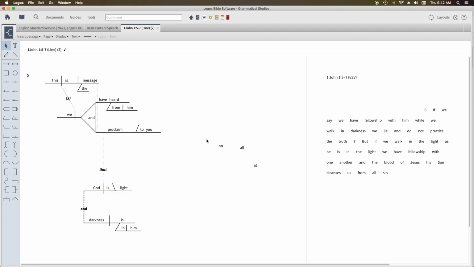And then we got at all. Now at all is really one word, and so we're gonna treat that as one word. And so what I'm gonna do is I'm gonna drop that on a simple modifier. So no darkness.